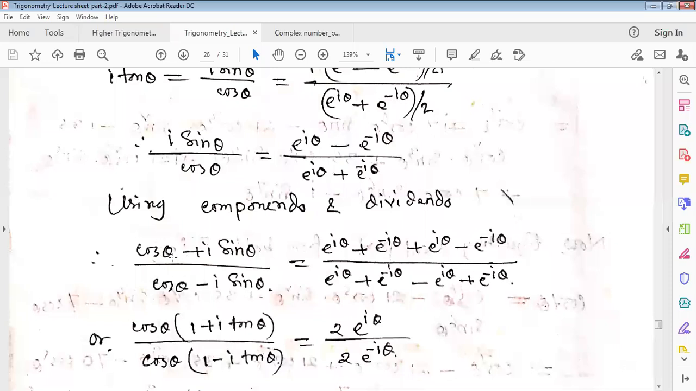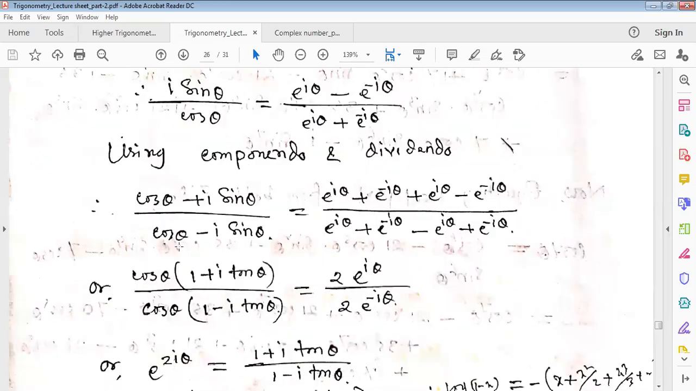Now taking cos theta common. If we take cos theta common, 1 gives plus i, but here cos theta is present, and sin by cos means what? tan theta. Sin by cos means tan theta. After multiplication we get cos theta plus sin, since sin by cos, the cos cancels and only sin remains. This is why we can write 1 plus i tan theta. Similarly, taking cos theta common in the denominator, 1 minus i tan theta. Cos cancels.